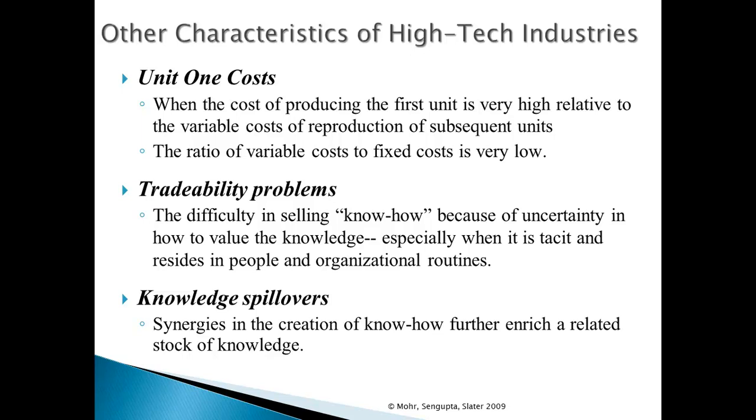Tradability problems essentially mean that it's very difficult to value the know-how embedded in high-tech products. And this becomes particularly important when companies decide they'd like to license a patent or do a merger and acquisition, because it's extremely difficult to place a dollar value on this intellectual property. Knowledge spillovers occur when new discoveries in one domain oftentimes form the basis for new discoveries in another domain. And in fact, these new discoveries in the other domain may never have occurred without the prior discoveries in the other area. Let me give a concrete example of this.